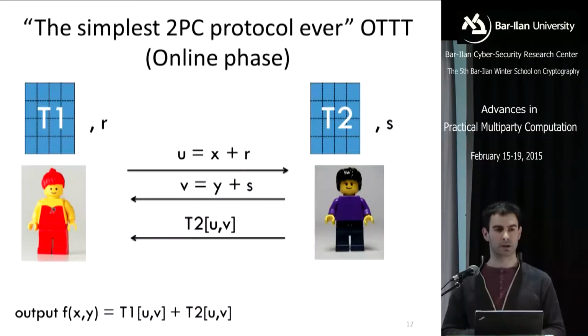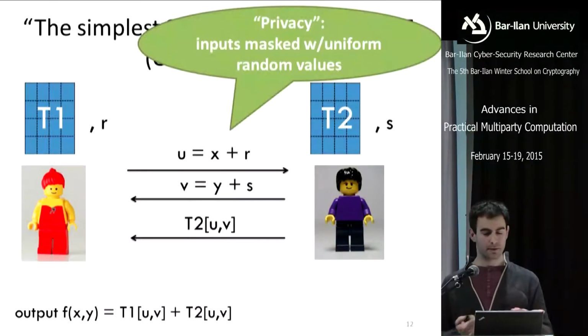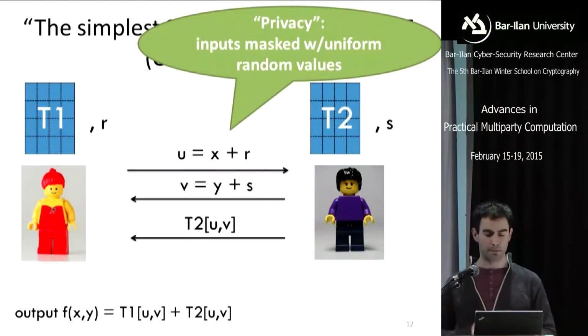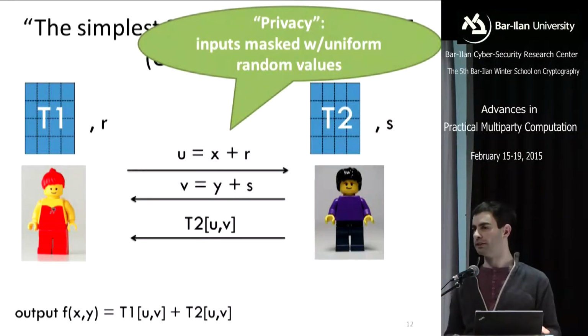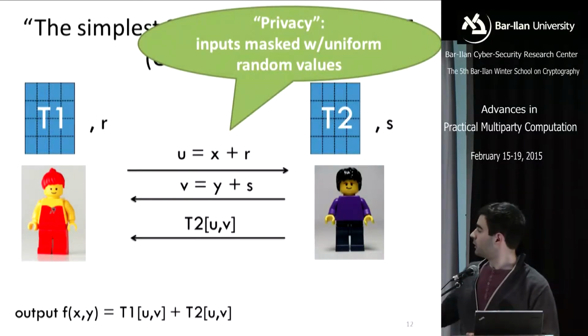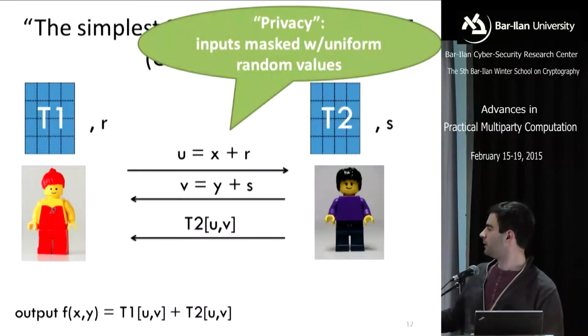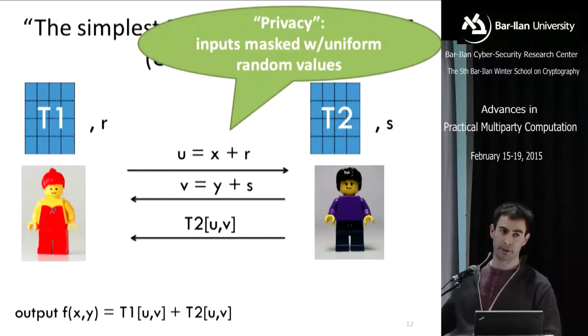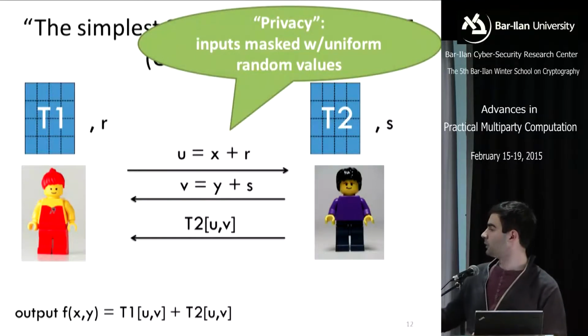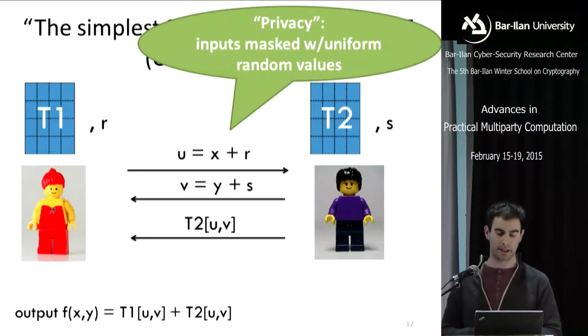Is this protocol secure? Well, the only thing we're exchanging are essentially one-time pad encryptions of the inputs. So nothing is wrong, right? In particular, if you look at the first message, the first message is X plus R, but R is a uniformly random element in Bob's view. So Bob doesn't learn any information about X from this message. And Alice only sees V, which is Y plus S, but S is uniformly random in Alice's view, so she doesn't learn anything about Y.